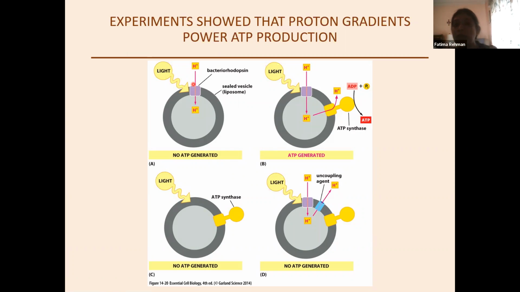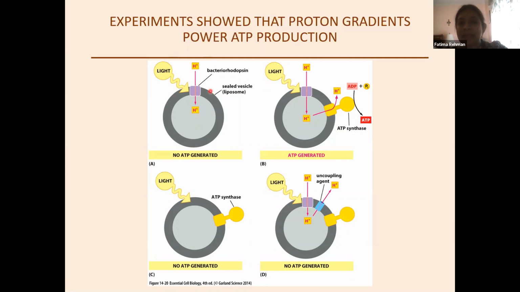In this case, we usually use an artificial cell. It's a sealed vesicle or a liposome to mimic a cell membrane or a particular type of membrane. We make these sealed liposomes either with nothing inside them, maybe just a plain sealed liposome with no proteins inside, or sometimes we will add specific proteins in there.